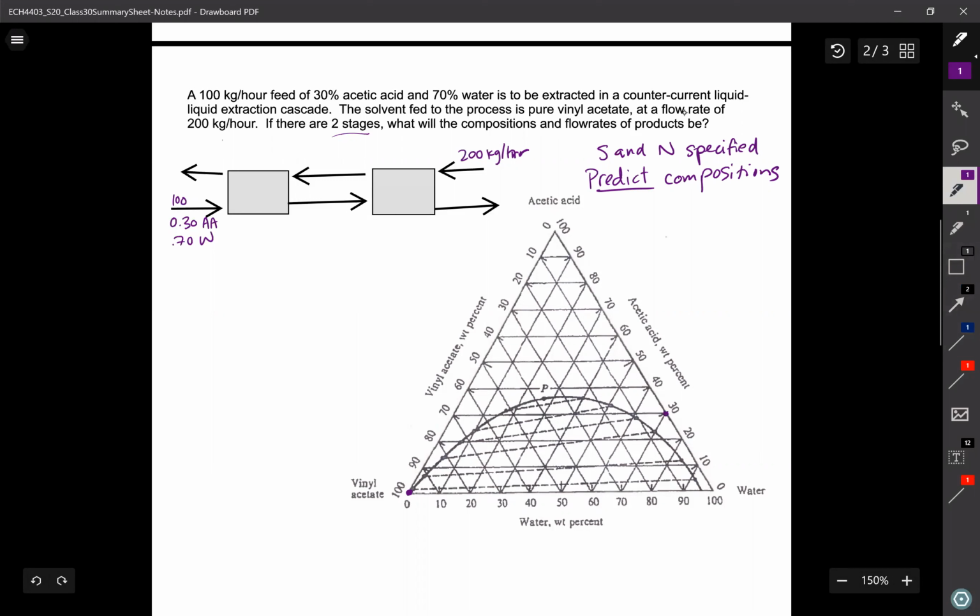The feed is still in the same place graphically. We can connect them with a mixing line, and we can calculate where the mixing point is supposed to be. So 200 kilograms per hour divided by 300 means that I have 67% vinyl acetate again. So my mixing point is there. However, this time I don't know where either E1 or Rn is. So before, when I connected Rn to the mixing point and beyond to find what E1 is, I can't do that anymore.